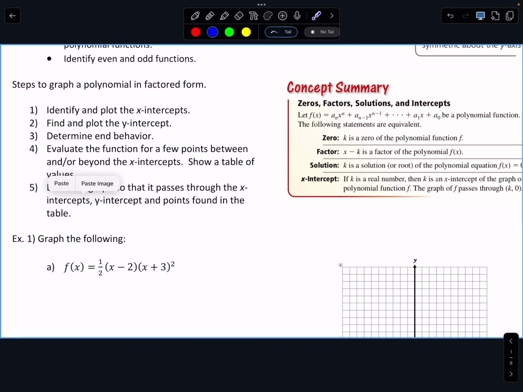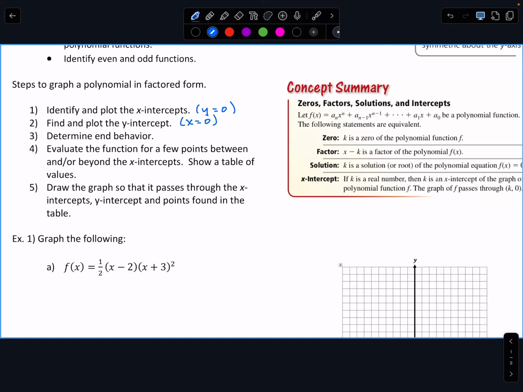Identify and plot the x-intercepts, and the x-intercepts are when y is 0. When you hear x-intercepts, y equals 0 should just pop into your head. Second, find and plot the y-intercepts, and that is when x is 0.